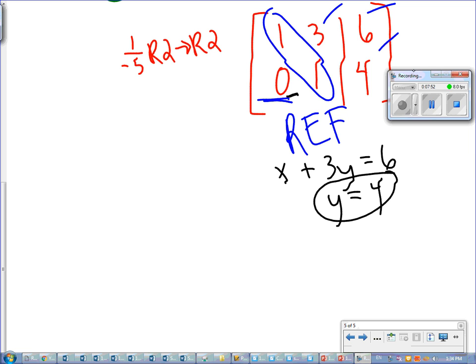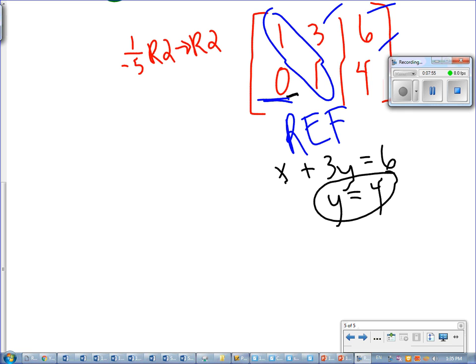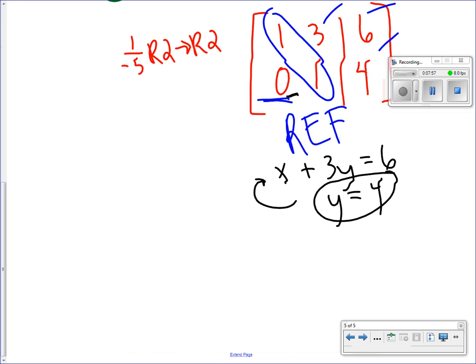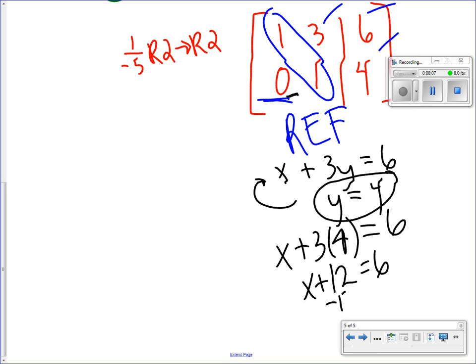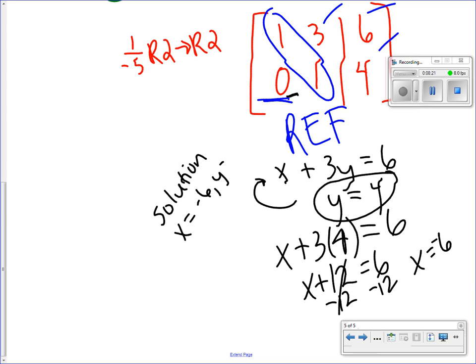So now we're going to use a technique called back substitution. Back just means that we're going to go back up a row, and we're going to substitute 4. And we're just doing very basic algebra to get that x equals negative 6. So the solution is an ordered pair. You can either write it as x equals negative 6, y equals 4, or you can write it as the ordered pair, negative 6, 4. Both of those are acceptable.